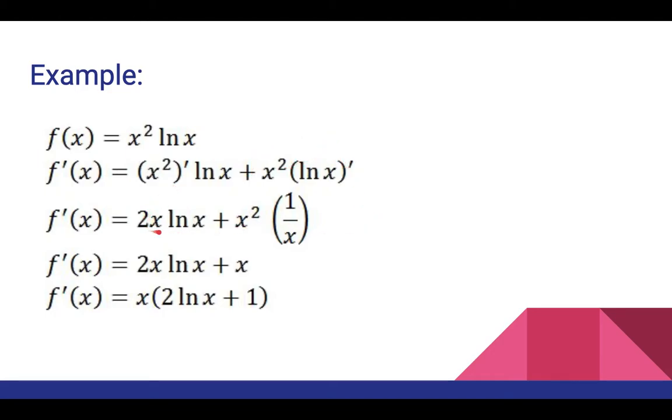So as a result, we get 2x times natural logarithm of x plus x squared times 1 over x, which gives us 2x times natural logarithm of x plus x, which leads us to factor out an x to get x times (2 natural logarithm of x plus 1).